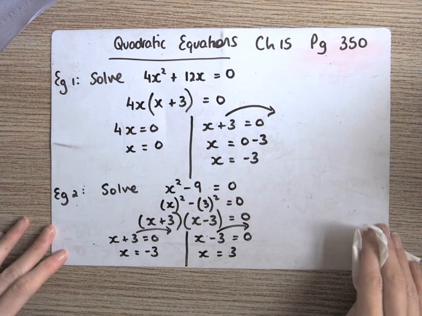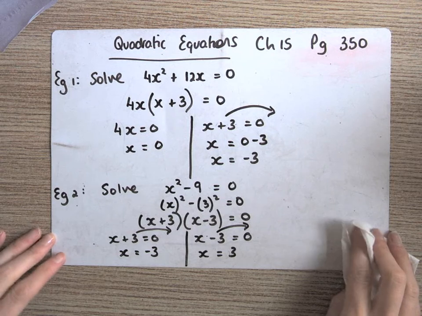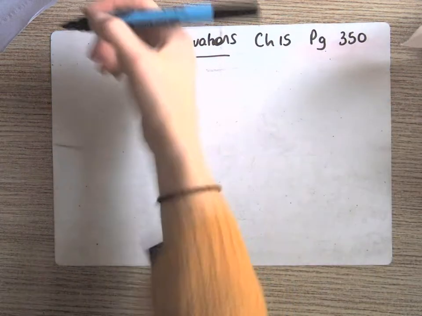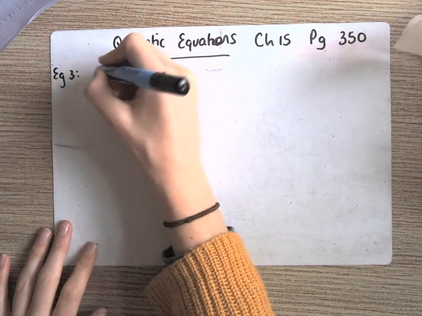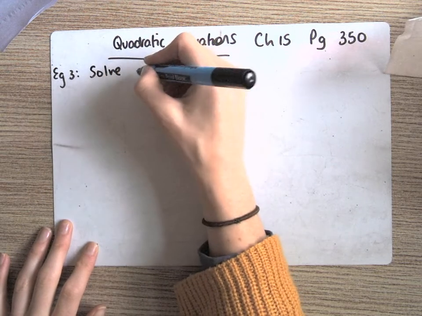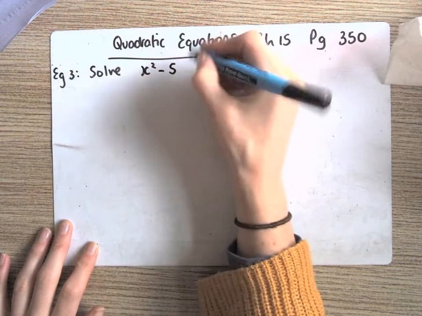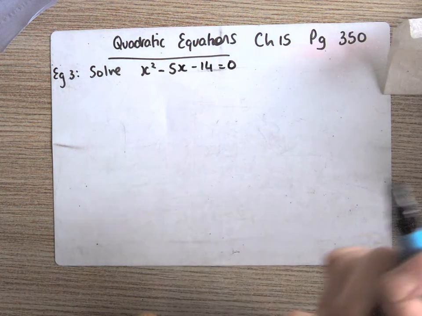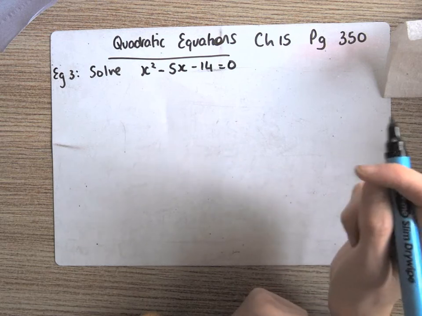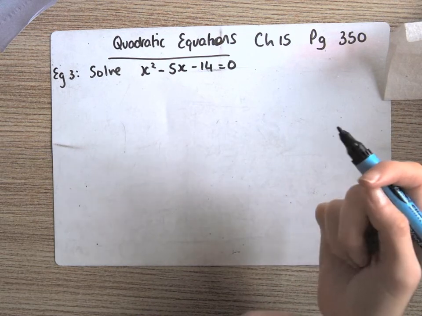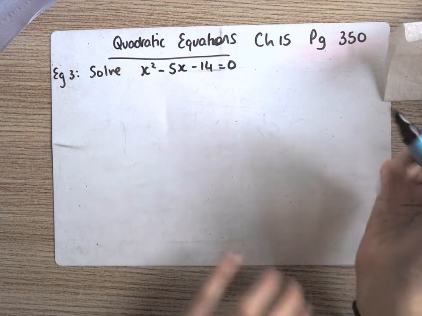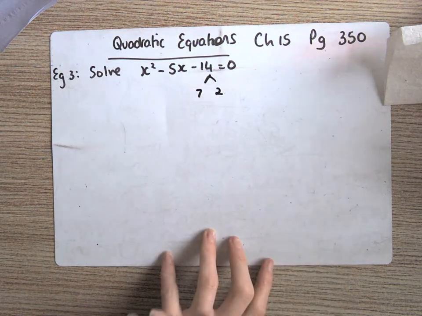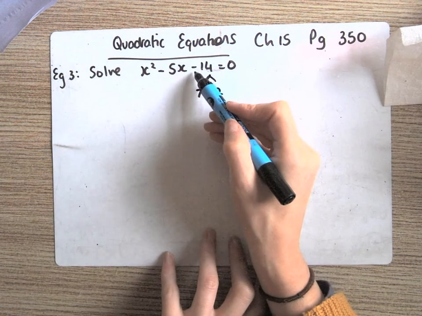Okay? Example 3. Can I get rid of the board? x squared minus 5x minus 14 equals 0. We need to factorize it first. How do I factorize that? Quadratics. Lovely. Factors of 14. 7 and 2. Lovely.